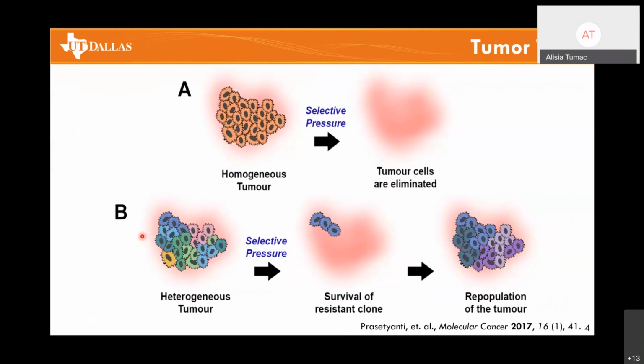Next, I want to talk about the different types of tumors. Tumors can be homogeneous or heterogeneous. Homogeneous tumors under selective pressure from cancer immunotherapy are completely eradicated. On the other hand, heterogeneous tumors form from immune-resistant cells that survive treatment and end up repopulating the tumor with heterogeneous tumors. This type of tumor is much more difficult to treat than the homogeneous type tumor, and I will discuss how exactly we get to have a heterogeneous tumor in the next slide.